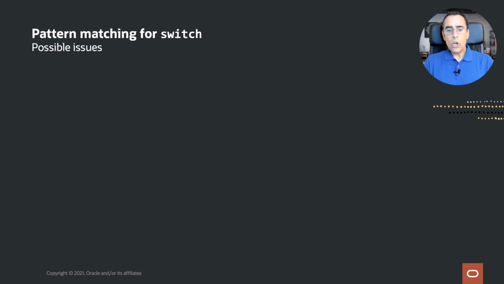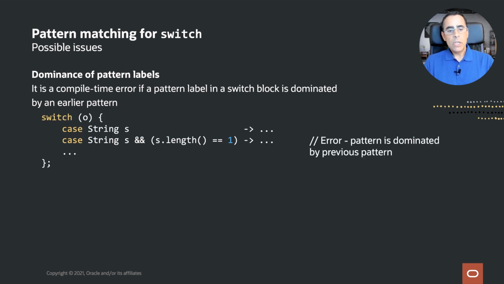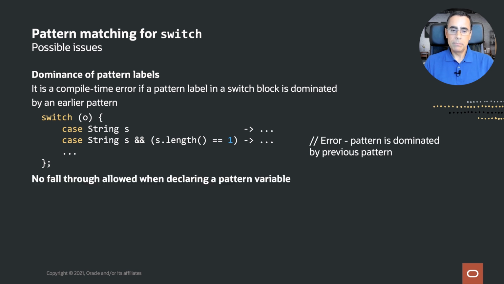There are a couple of new gotchas that arise with pattern matching for switch. The first one is that a pattern could dominate later patterns. It is possible to have an expression match multiple labels in a switch block. This is allowed, but they must be placed in the right order. Here we have code very similar to what I just showed for guarded patterns, but with the order of the case statements reversed. Since the first label will catch all strings, including those of length 1, the second label is never reached. It is dominated by an earlier case. This will result in a compile time error.